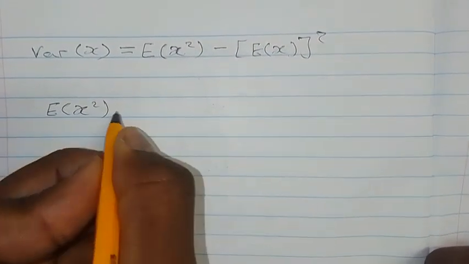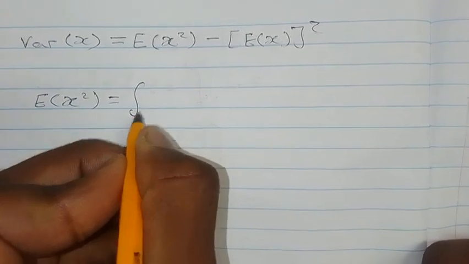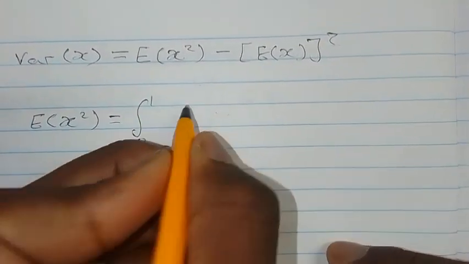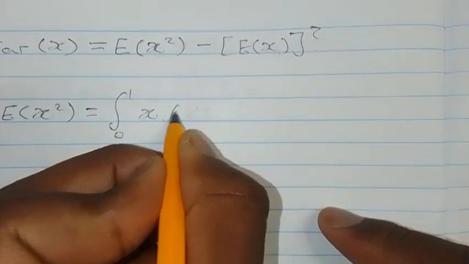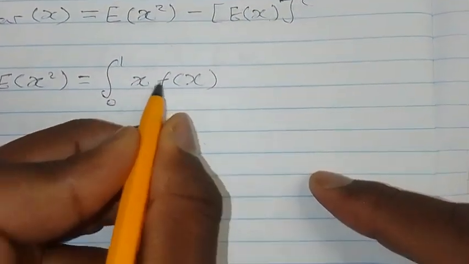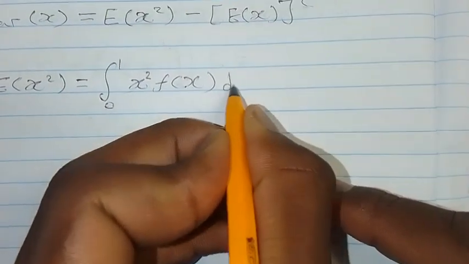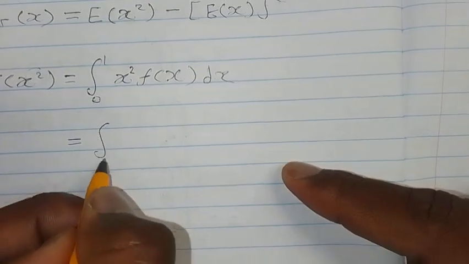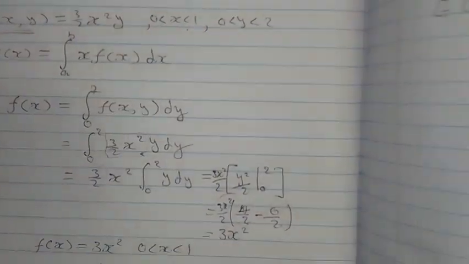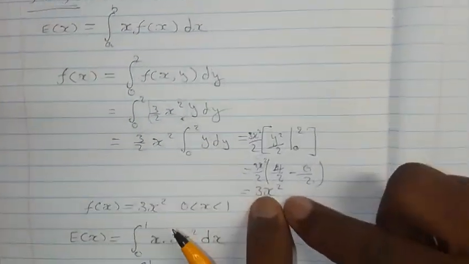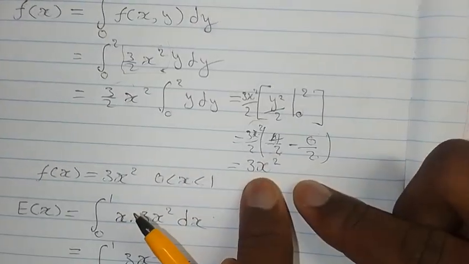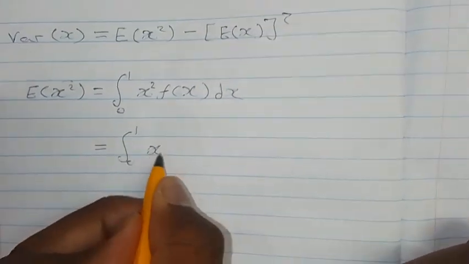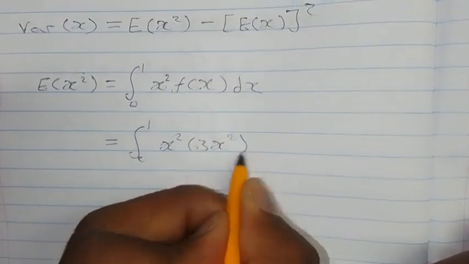The expected value of x squared is just going to be the integral over all x values, which we remember can take on values from 0 to 1. And now instead of multiplying the density with x, we're going to multiply the density with x squared, because we have x squared now. If we go back, the marginal density of x is just going to be 3x squared between 0 and 1. So we have x squared multiplied by 3x squared dx.